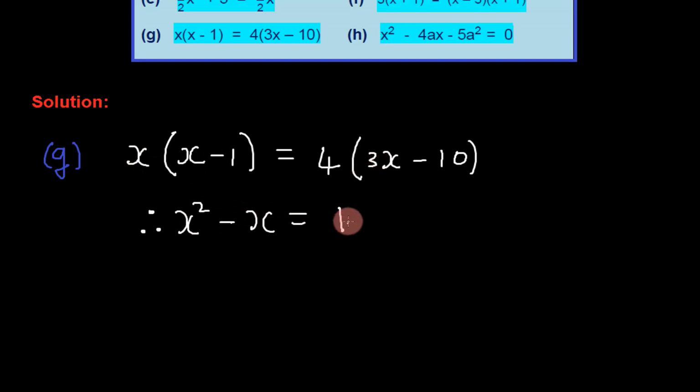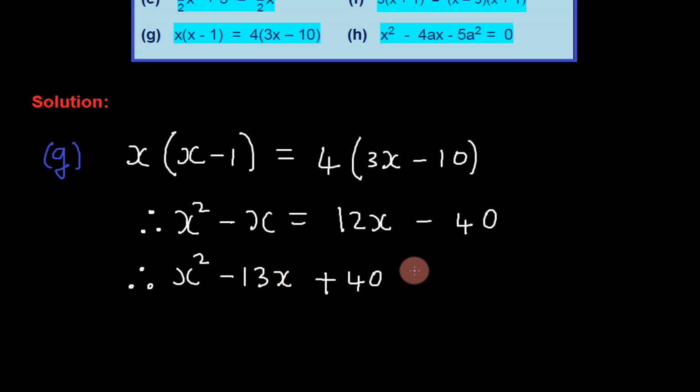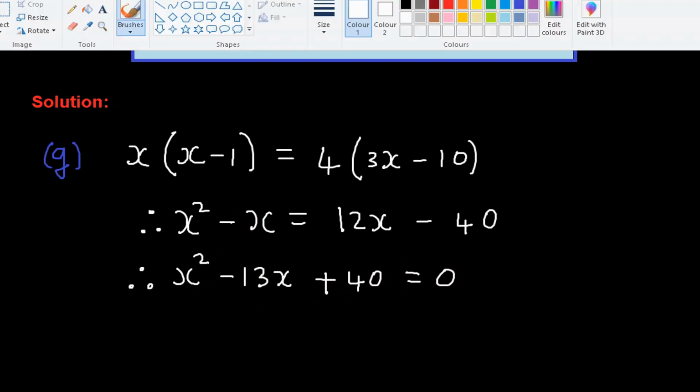On the right hand side, we have 12x minus 40. We bring all our terms to the left hand side and add like terms. So negative x minus 12x is negative 13x. And we'll get plus 40 on the left hand side. Now the equation is in standard quadratic form. So we can use the cross method.